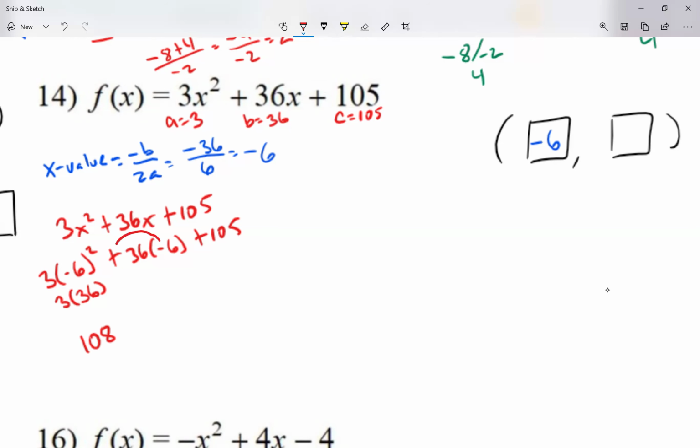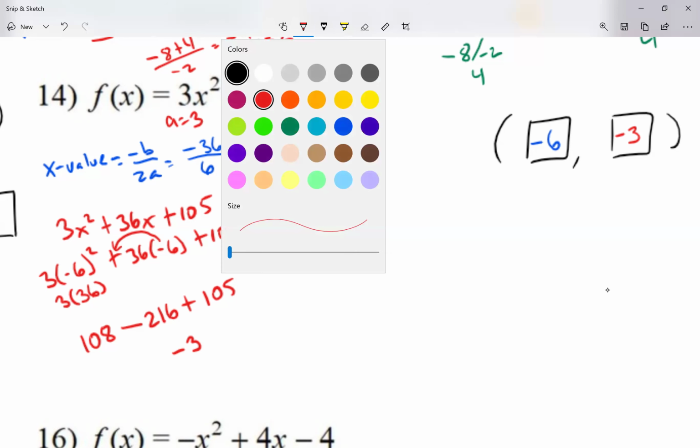So I'm just going to call this 108. In this other case, this minus sign comes to the front. And I know that 36 times 6 is 216. So I have that here, plus 105. Now, 108 minus 216 plus 105 happens to be negative 3. But use a calculator if you need to. Okay, this happens to be my y value. I know my vertex: negative 6, negative 3.